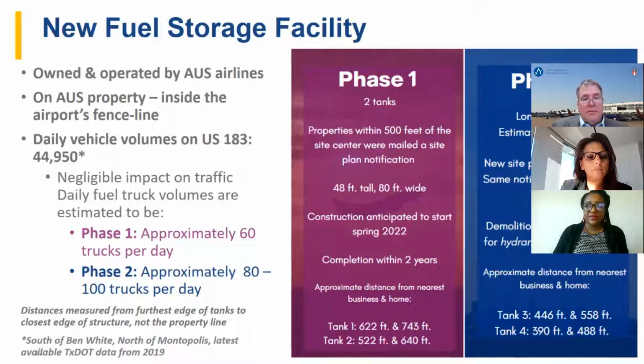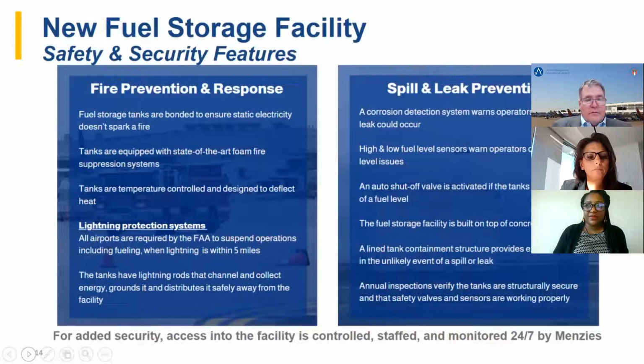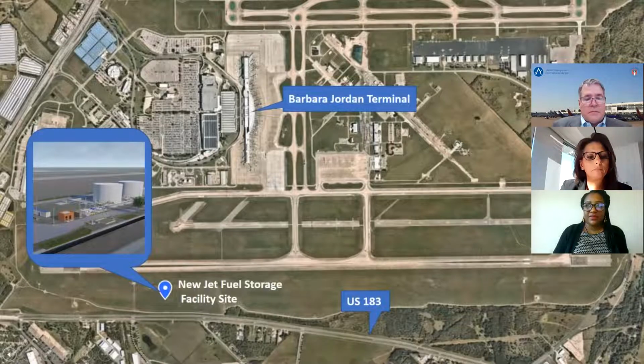Next slide, please. Here you can see the location of the site in relationship to the rest of the airport and US 183. And later on in the presentation, you'll see additional renderings of the site. Next slide.